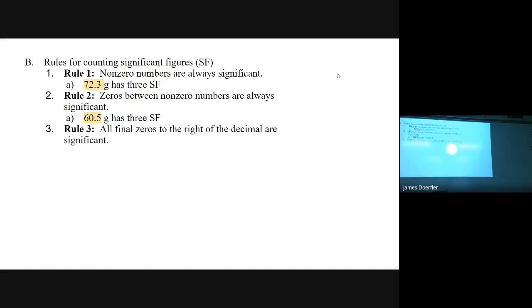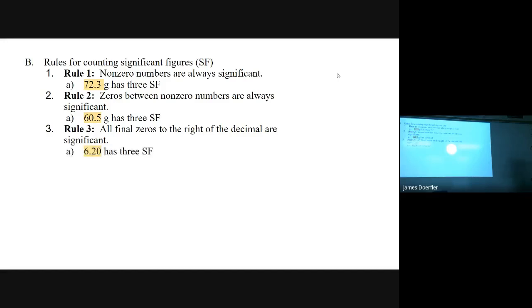Rule 3, all final zeros. Now this is important right here. All final zeros to the right of the decimal are significant. I'm going to show you what I'm talking about, why we need to know that. All final zeros to the right of a decimal. The decimal, when talking about sig figs, is almighty. It places a lot of emphasis on how we determine what's significant.